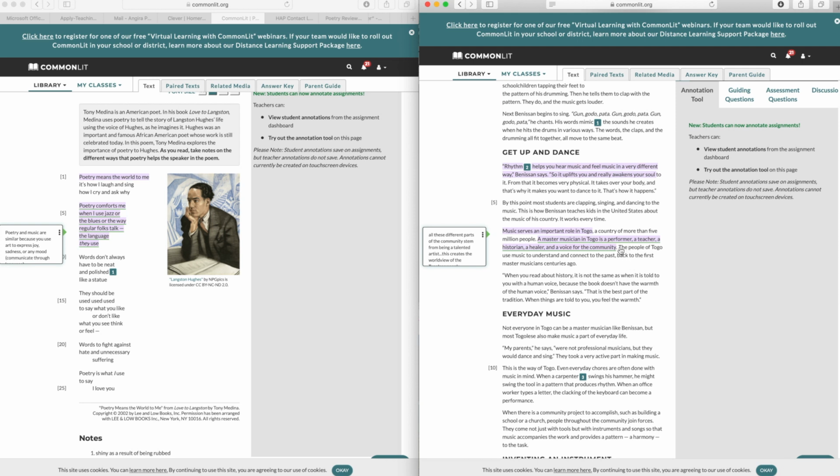He says the people of the Tango use music to understand and connect to the past, back to the first master musicians centuries ago. And he says when you read about history, it's not the same as when it's told to you in a human voice. Okay, so here's this idea of the voice, of language popping up again. So I'm going to highlight that in purple, and I'm going to go back and annotate, and I'm going to say language is written about just like in Medina's poem. Art equals communication.